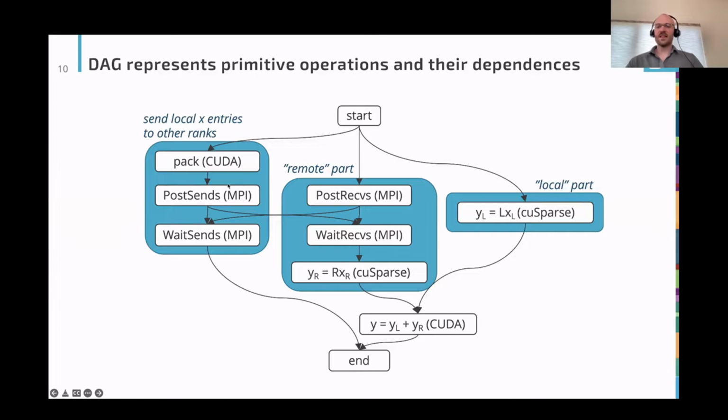And then this has some interaction with the third part, which is where we have to send our local X entries to other ranks. For example, we may have written some custom CUDA code to pack the various X entries into a send buffer, and then we send them. And then we're going to draw some extra dependence arrows here so that we post all our sends and receives before we wait for our sends and receives. This is just to prevent a livelock in the distributed MPI program.